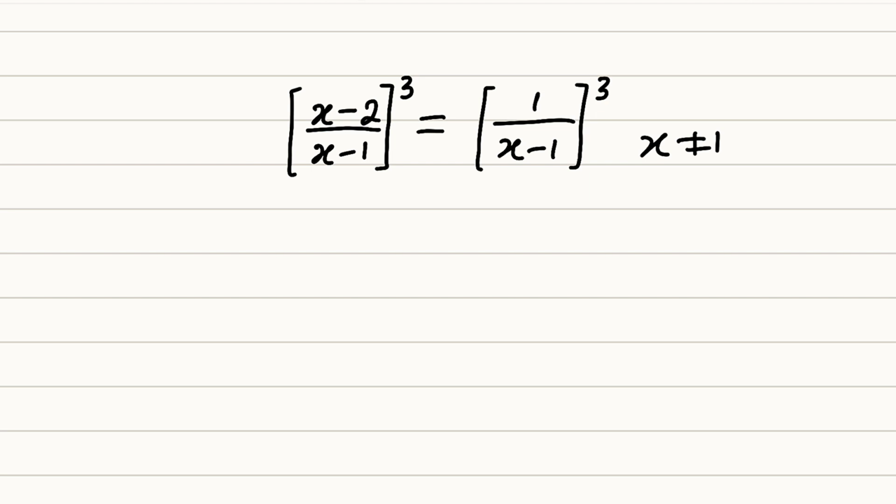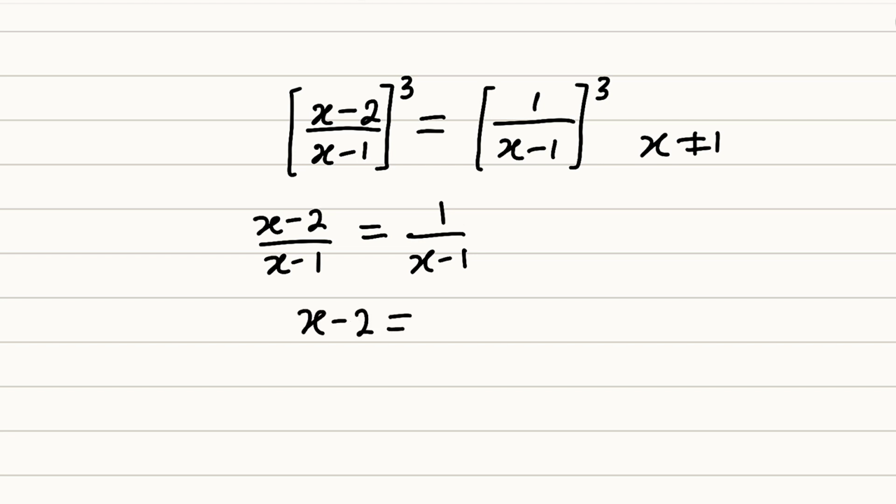By taking the cube root of both sides, we'll be able to eliminate these powers of 3. So to the left hand side, we'll be left with x minus 2 divided by x minus 1. This is equal to 1 divided by x minus 1. Since the denominators are the same, this implies that also the numerators are the same. Therefore, x minus 2 is equal to 1, and hence x is equal to 3. This is our real solution. Let us use this solution to find other solutions.